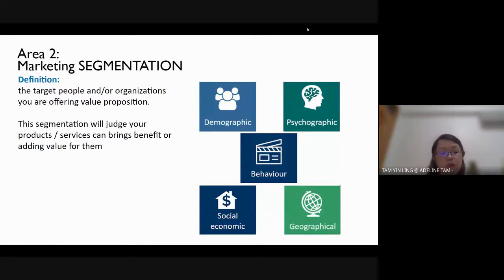So we must know whether our product is suitable for this group of people or not, if we want to target them. So again, I say, when you do your BMC, first you determine who your customers are. And how to determine? You choose one of these factors to determine your customer. After you determine your customer, then only you can consider what value you want to offer them, what product you want to sell them. Even though this is area two, this is the first thing that you determine.